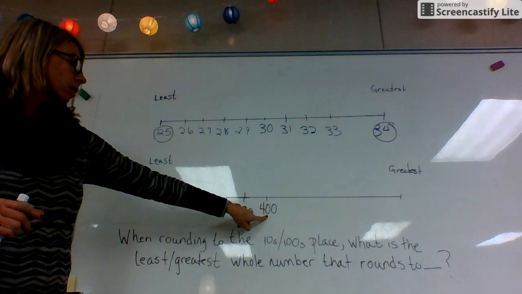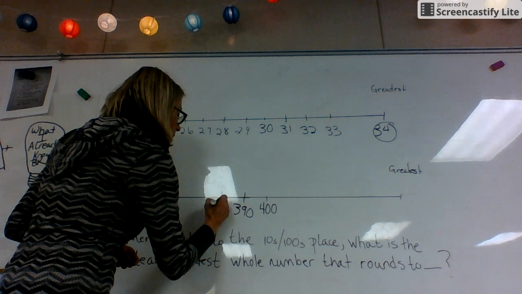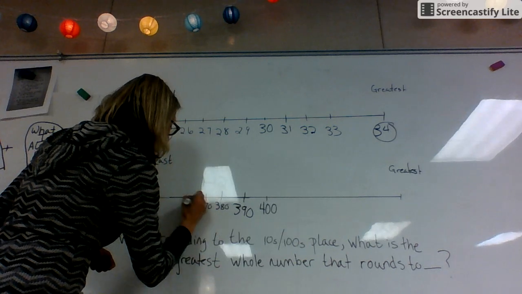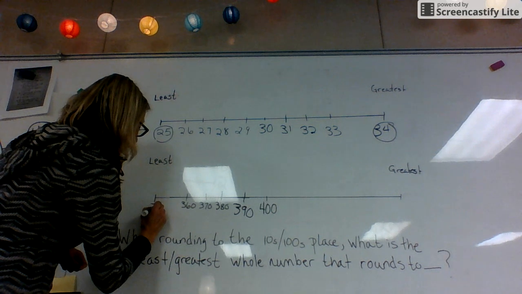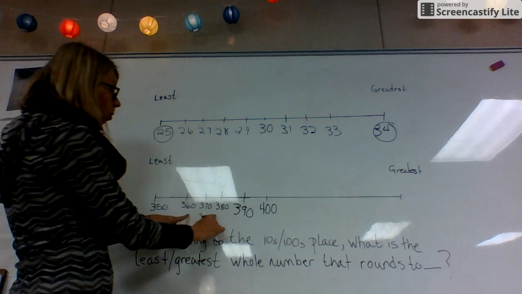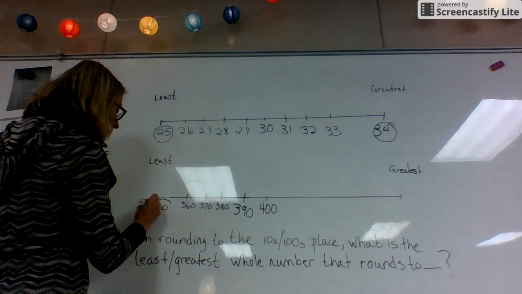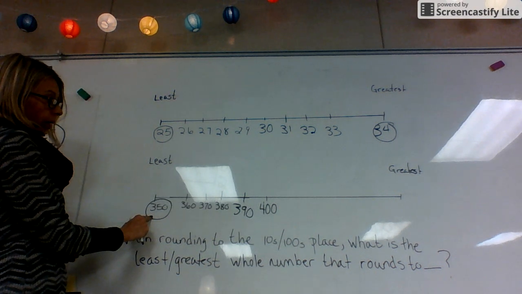With this type of question, kids usually pick up on it. They know it's going to be less than 400. So we'll say 390, 380, 370, 360, and then 350. And then we talk about how all the numbers in between these tens are still going to round up to 400. So our least whole number that's going to round to 400 is 350.